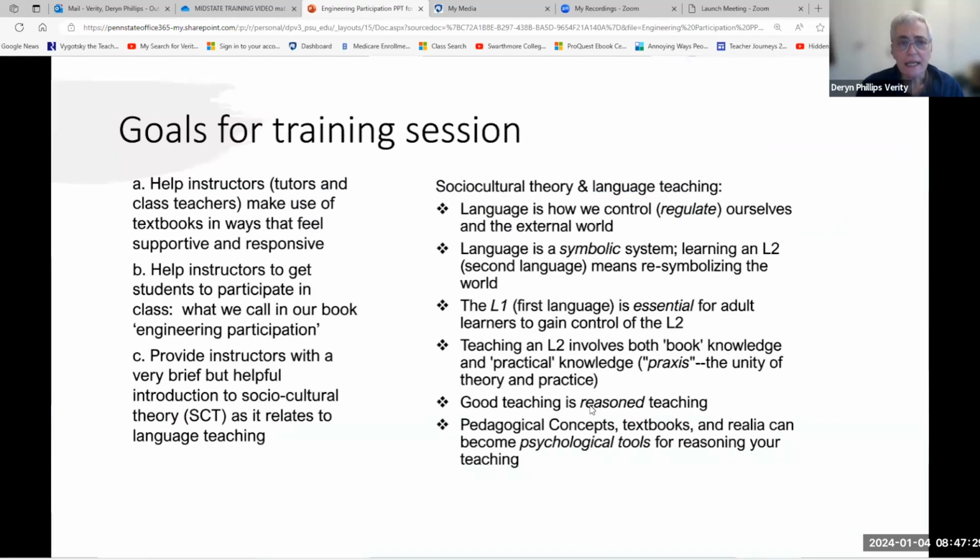The goal today is to give you a sense of some of the choices that you have as an instructor or a tutor to help your English student participate more freely, participate in ways that perhaps have not occurred to you yet, and to participate with a sense of ownership of English.